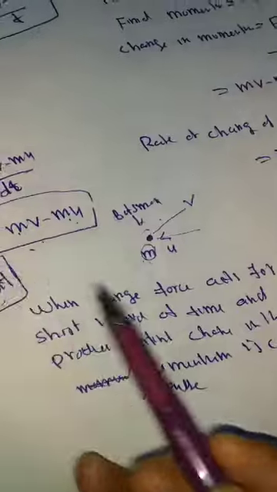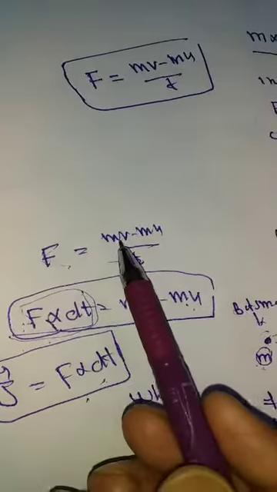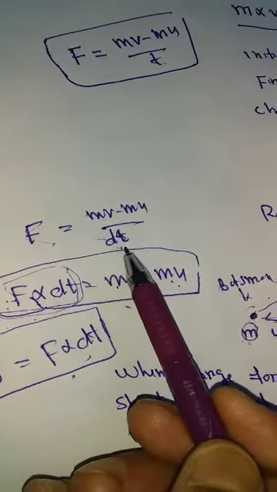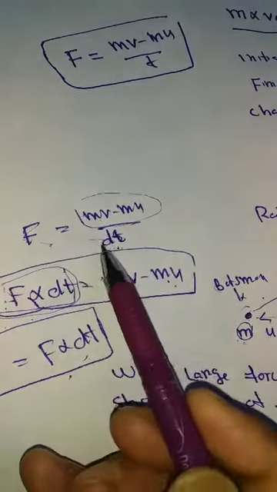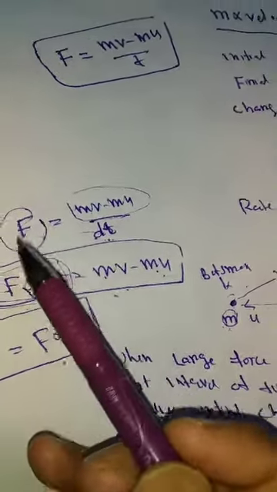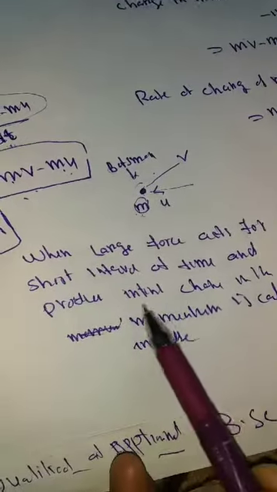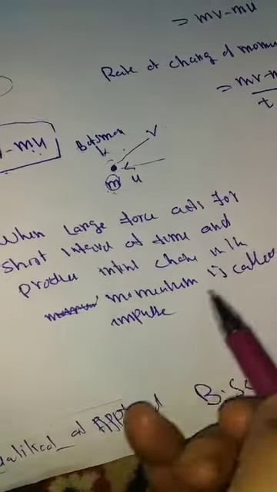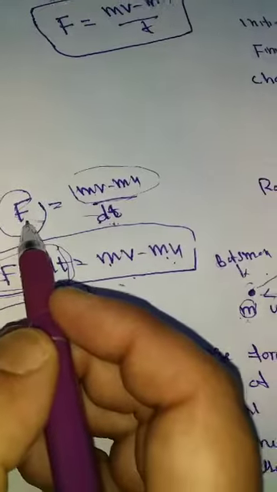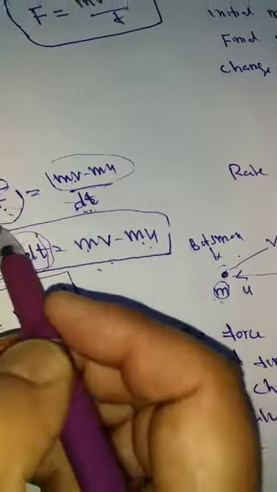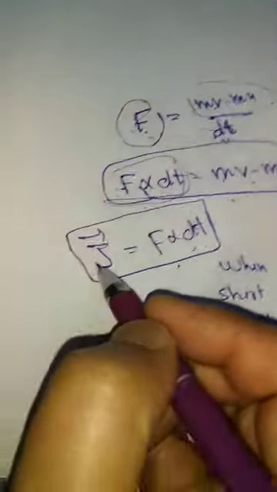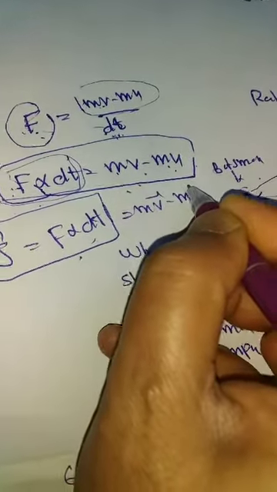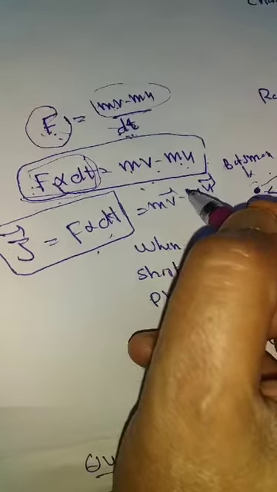From Newton's second law of motion, force is equal to mv minus mu divided by t. But here we write dt, because this small interval of time is when the change in momentum takes place, producing a large force. A large force acting for a short interval of time produces a large change in momentum, which is called impulse. Mathematically, F is equal to mv minus mu divided by delta t, or F into delta t is equal to mv minus mu. Impulse is represented by J, equal to F into delta t, or mv minus mu, the change in momentum.